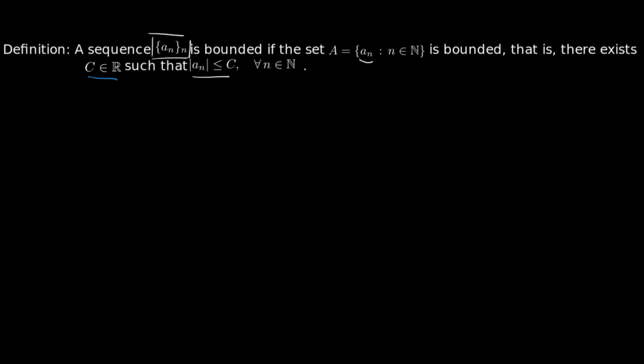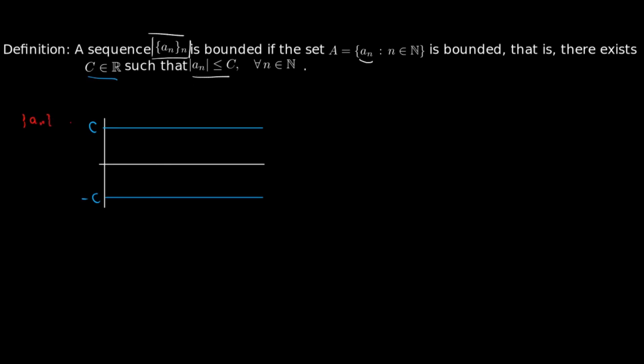Visually, what this would mean is, let's draw the axis. If the sequence we take is bounded by c, I'm going to draw the negative c also. So this is c and this is minus c. And we have this sequence a sub n. Then all the numbers in our sequence are here.